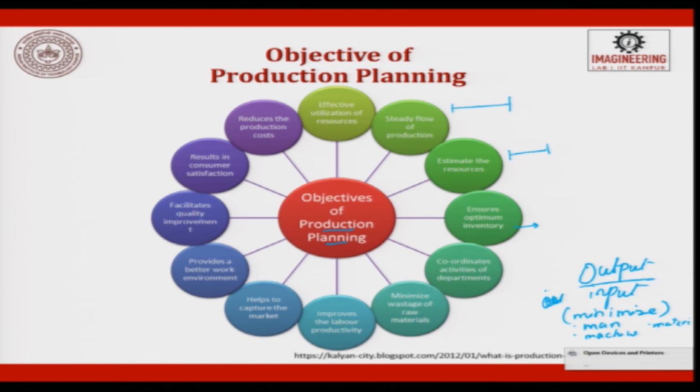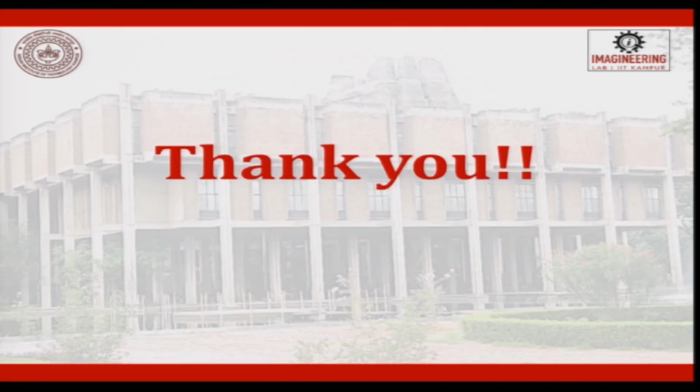It facilitates quality improvement. So, when we plan tools, fixtures, you also plan for gauges. That is what we are talking about as quality improvement, and rather than offline quality measurement, you try to make it online quality measurement. Then it results in customer satisfaction and reduces the production cost. All these things are objectives of production planning. So, you see how interesting it is. It is not only to produce, but to produce with minimum cost and get maximum satisfaction from the customer. Thank you very much.